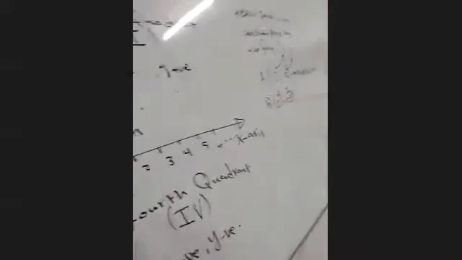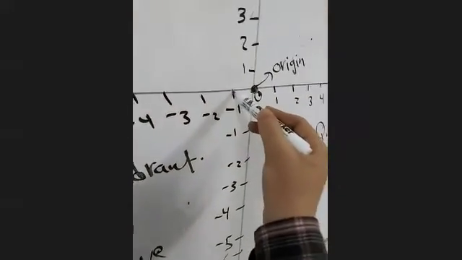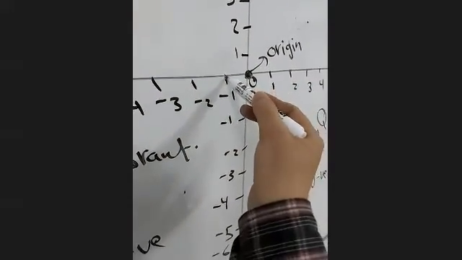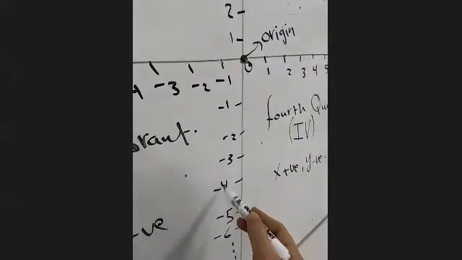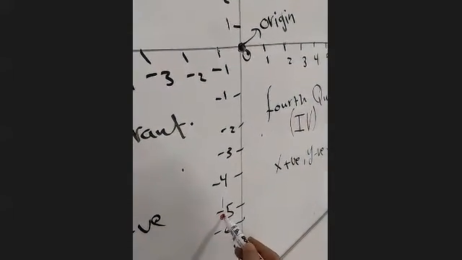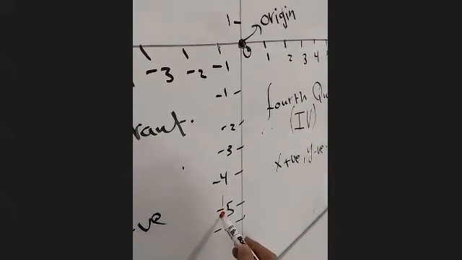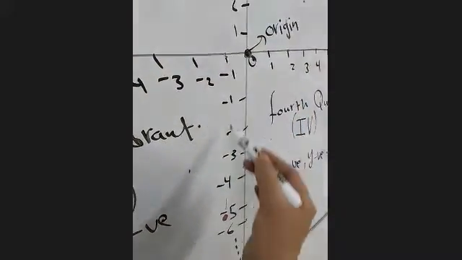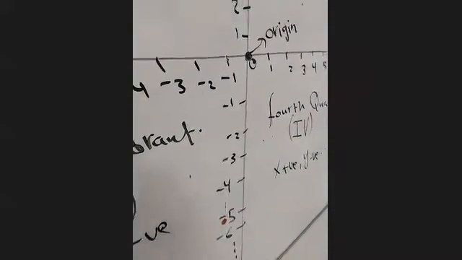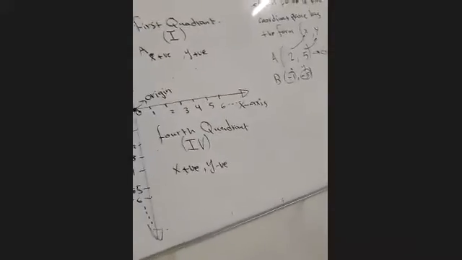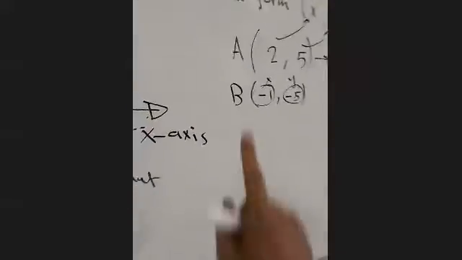Now the value of y is -5. -5 is not up, it is down. So from -1, I will go down until I have -5. I have it here. What will be your point? -1, go down until you have -5. For example, this is B. We call it B, right? So I will name it B here.